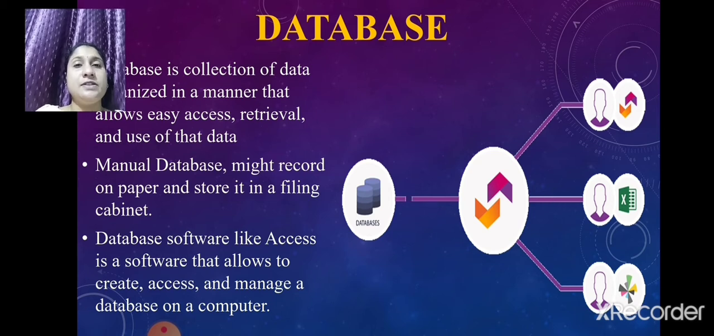You have seen that in ancient times, or we can say the manual database, it might be recorded on paper and stored in a filing cabinet. You have seen that companies have data, and they have to keep the record. So they keep the record on papers and store that in files, that is, it is stored in a filing cabinet. That is nothing but the manual database.